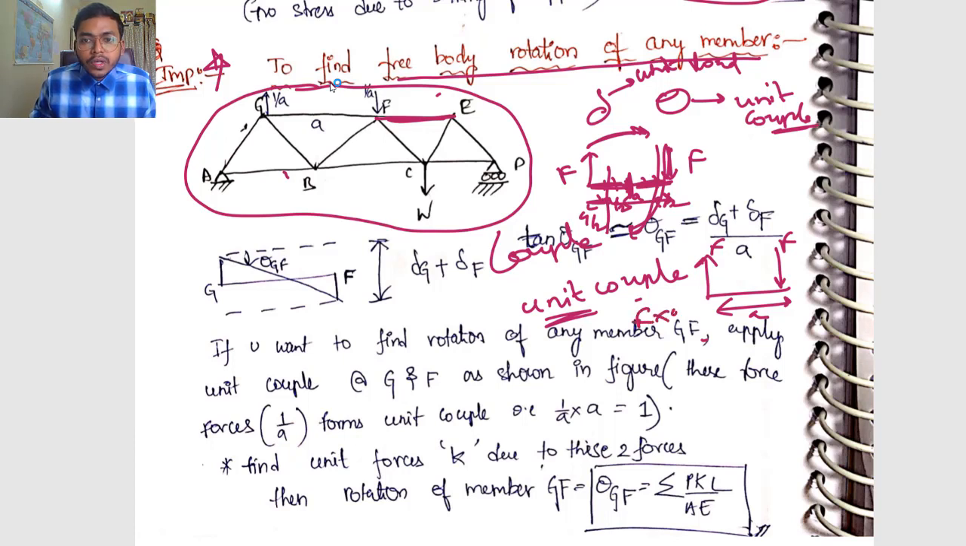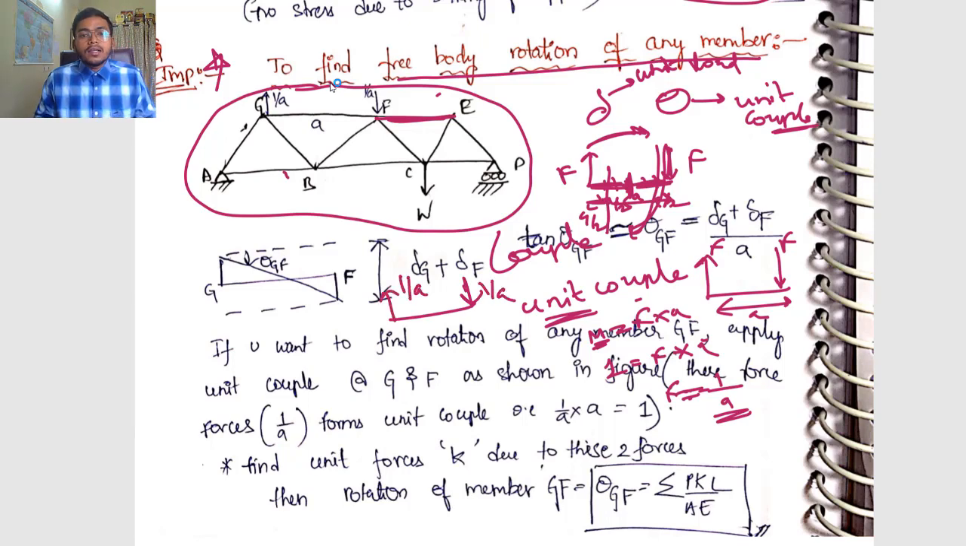But I want a unit couple, meaning the moment is 1. So what should be my F value? F value is nothing but 1 by a. If I have a member on which I am applying a 1 by a load on both sides, which are unlike parallel forces, then I will call it a unit couple. I hope it is clear what you have to do.